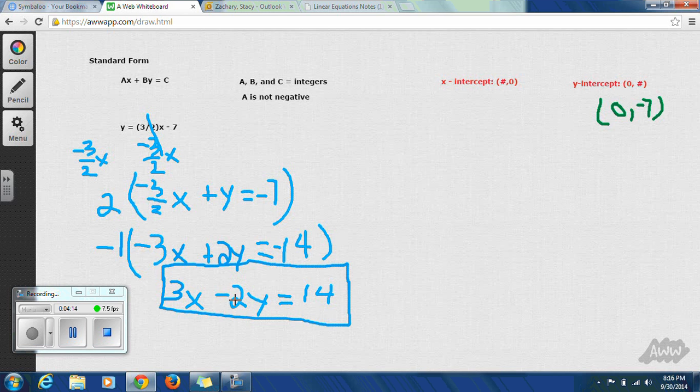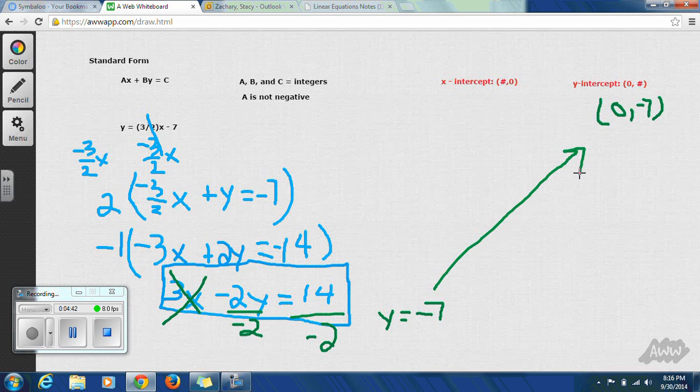So basically what you'll do is when you're looking for the y-intercept, pretend like x doesn't exist and you solve here. What do I do to both sides? I divide by negative 2. And what do I get? I get y equals negative 7. There it is.